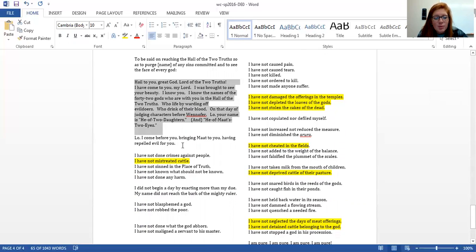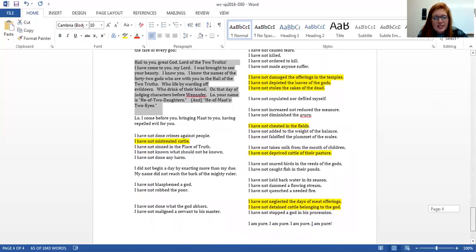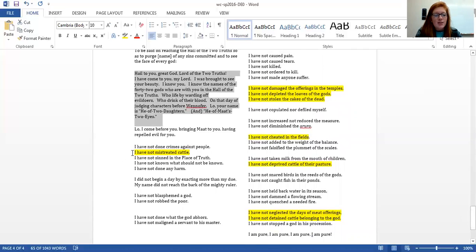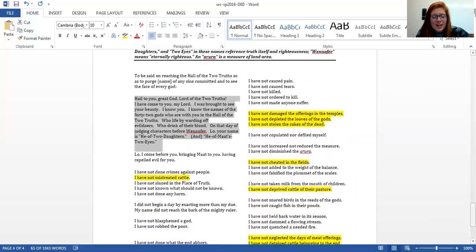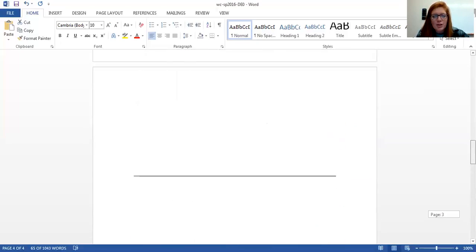And then the rest of the document, if you keep reading it, looks like it's just a lot of statements on things that the speaker has not done, laws that he hasn't broken, moral codes that he hasn't broken. So it looks like he's just kind of pleading his case to Osiris, trying to prove that he was a just person and that he deserves to have a good life after death, basically. So you kind of look at that, take all those things into account, and scroll back up to your question.